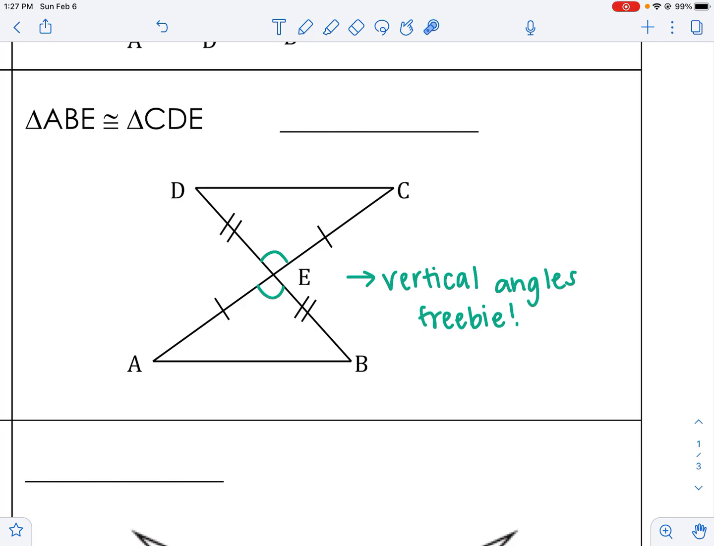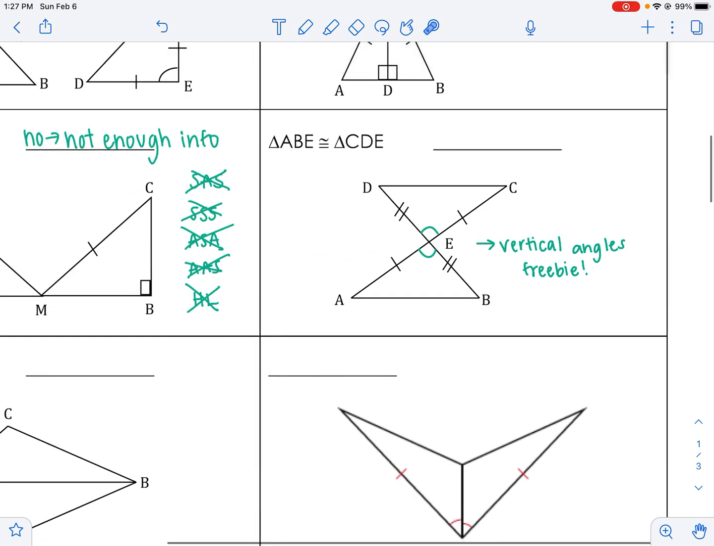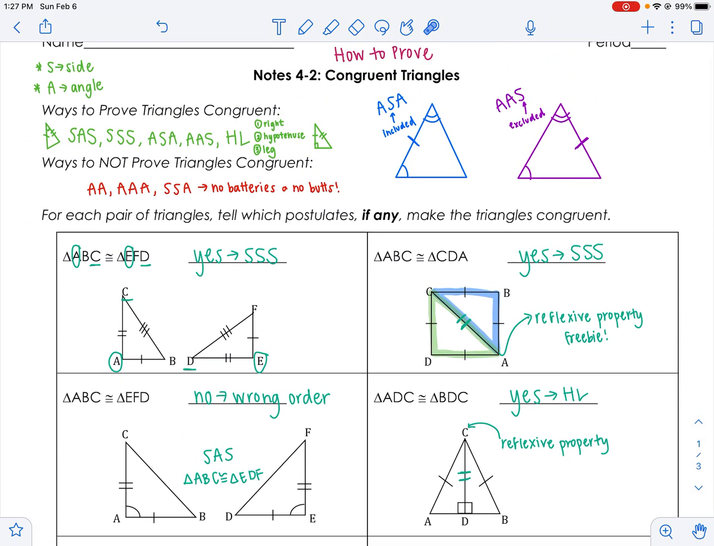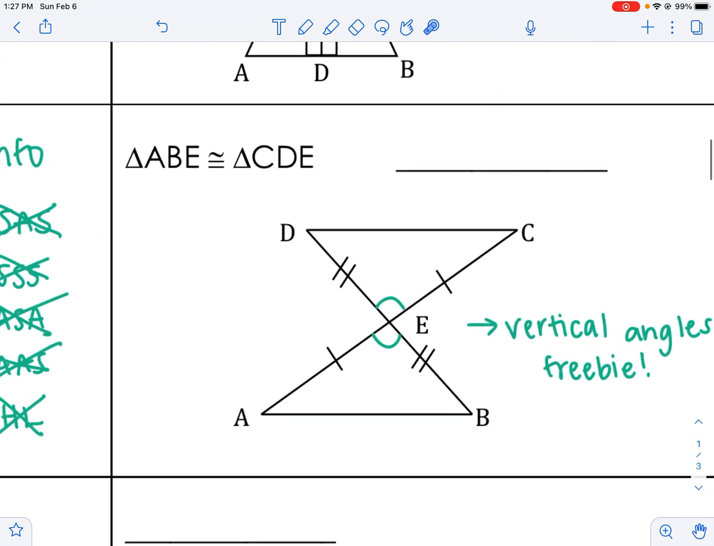So vertical angles. So I see that they have a side, they have another side, so they have two sides and an angle. Well, it makes a big difference where that angle is, because if it's side, side, angle, that doesn't work, but if it's side, angle, side, it does. So asking ourselves, is it side, side, angle? Is my angle on the edge of the sides, or is it side, angle, side, where my angle is between the sides? And it's side, angle, side, so let's check that order really quickly before we say yes by side, angle, side. Does A go with C? Yes. Does B go with D? Yes. So yes, our two triangles are congruent by side, angle, side.